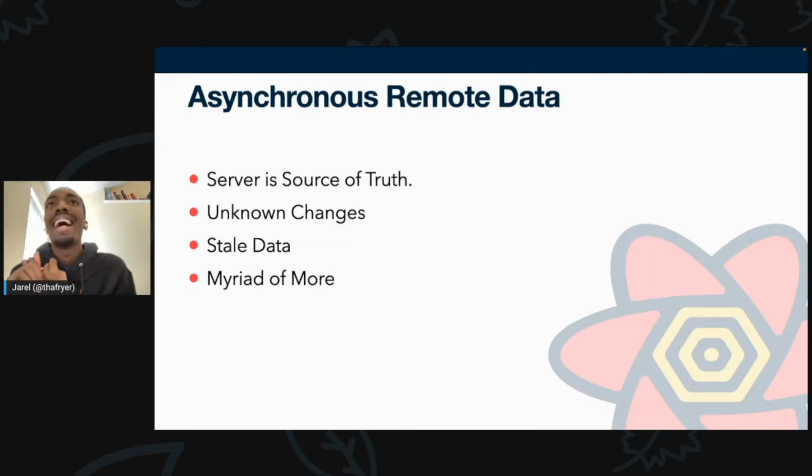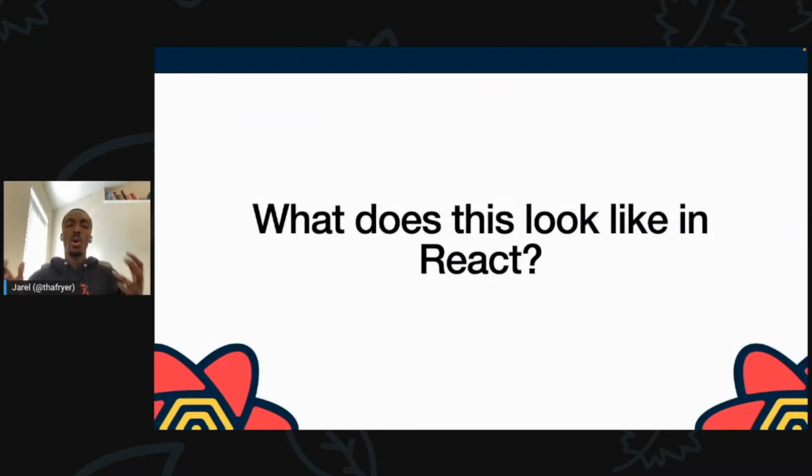When we talk about dealing with asynchronous remote data in your applications, you get into a world of, all right, how am I caching these requests? How am I deduplicating a lot of these requests? There's a lot of different things that you start to think about when managing your remote data. So looking at this on the base level, if I'm doing this in React, what does managing my asynchronous remote data look like?